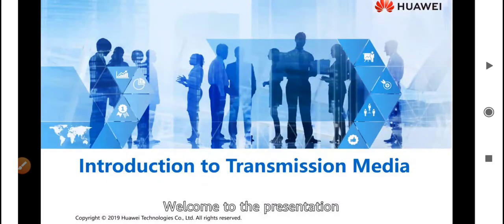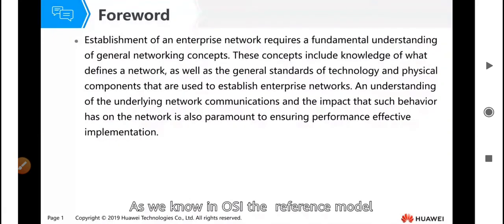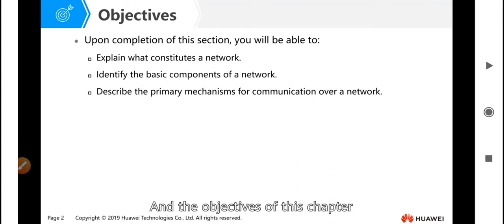Welcome to the presentation on the transmission media of the network. As we know, in the OSI reference model, there are 7 layers, and at the bottom is the physical layer. The network media that we discuss in this chapter are located in the physical layer. The objective of this chapter, first, is to list the network media widely used in networks nowadays, and then explain the mechanisms of how network devices use the network media.